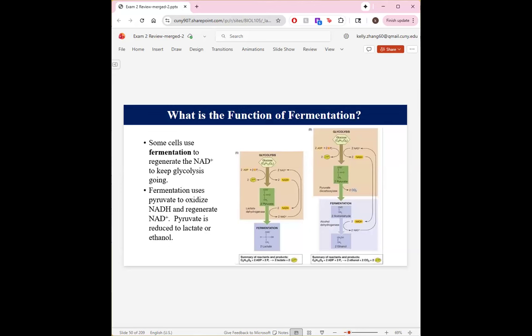Some cells use fermentation, which is the degradation of a substance such as glucose to smaller molecules such as lactic acid or alcohol with the extraction of energy. This is used in some cells, like I said, and pyruvate oxidizes NADH to NAD+, which converts into lactic acid or ethyl alcohol, aka ethanol. Fermentation also produces CO2, and the breakdown of glucose is incomplete, so much less energy is released when glycolysis is coupled with fermentation rather than cellular respiration.